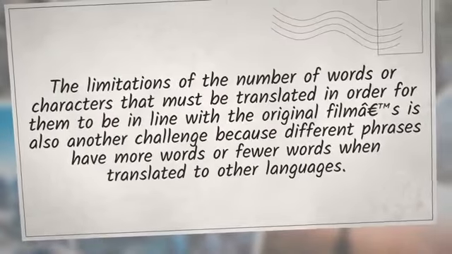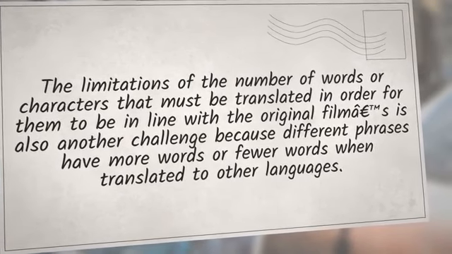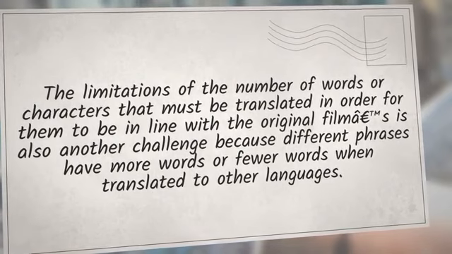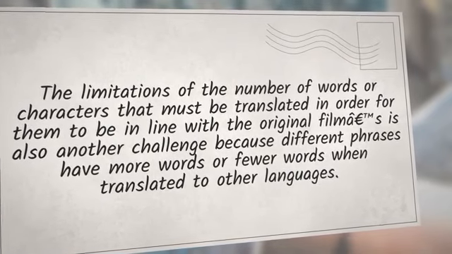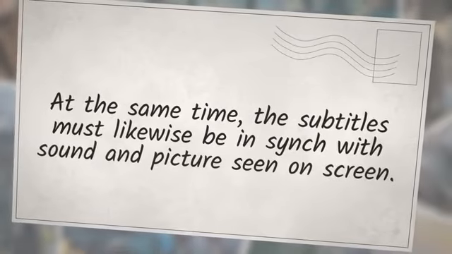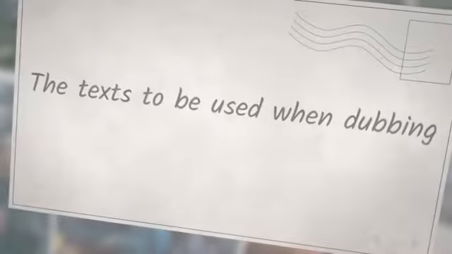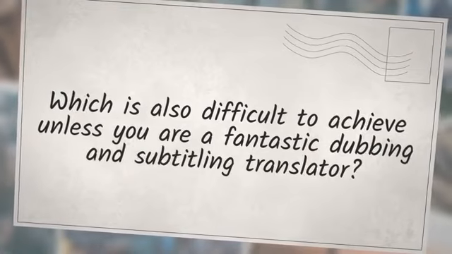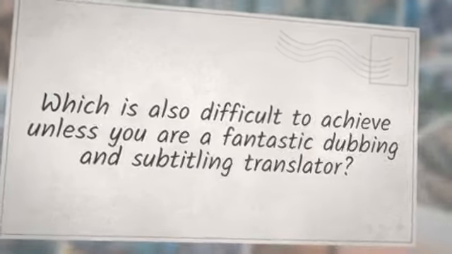The limitations of the number of words or characters that must be translated in order for them to be in line with the original films is also another challenge, because different phrases have more words or fewer words when translated to other languages. At the same time, the subtitles must likewise be in sync with sound and picture seen on screen. The text to be used when dubbing must be of the same length as the original, which is also difficult to achieve unless you are a fantastic dubbing and subtitling translator.